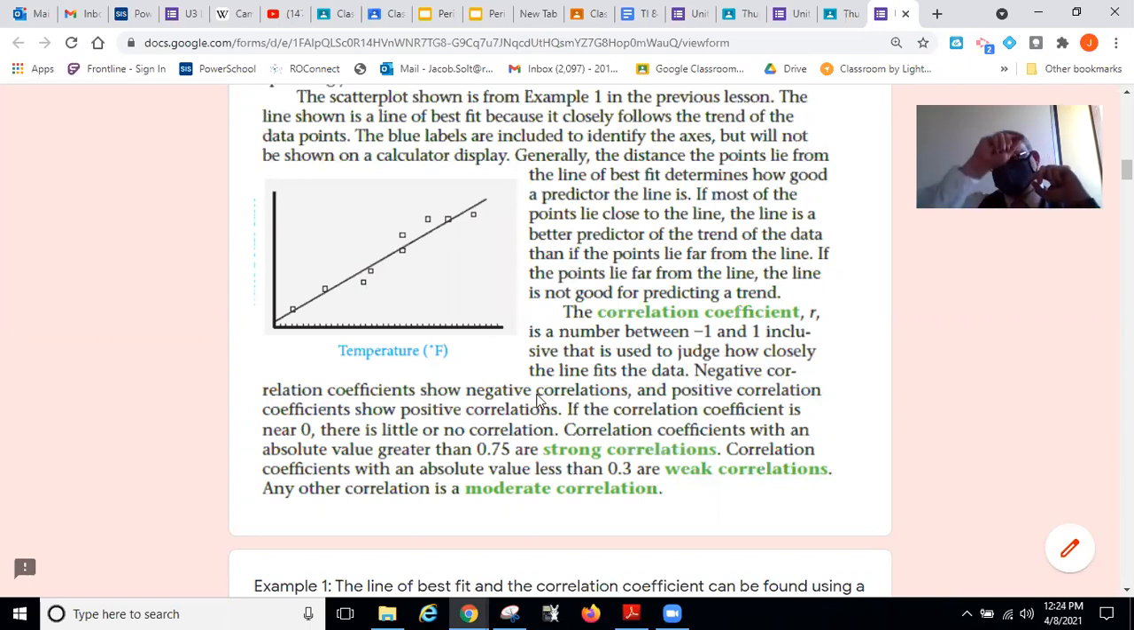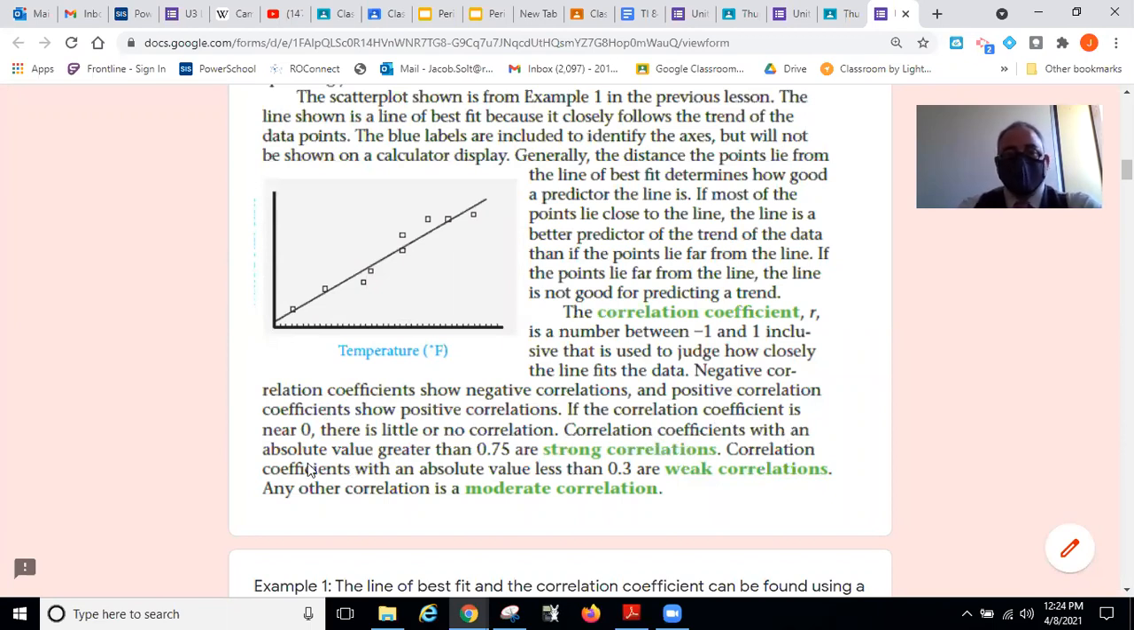Negative correlation coefficients show negative correlations, that's as x increases, y decreases, so I should see it going down over time. Positive correlation coefficients show positive correlations, which means as x increases, y increases. This right here is a positive correlation because the line is going up. As temperature increases, the number of water bottles sold is increasing.